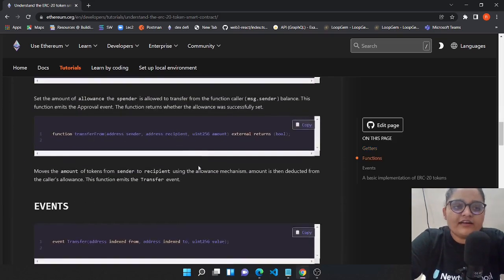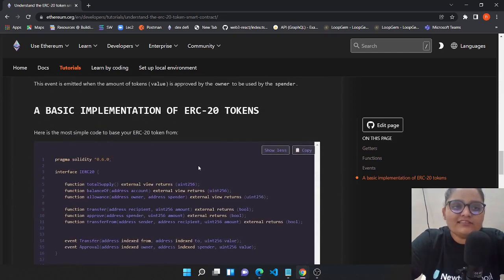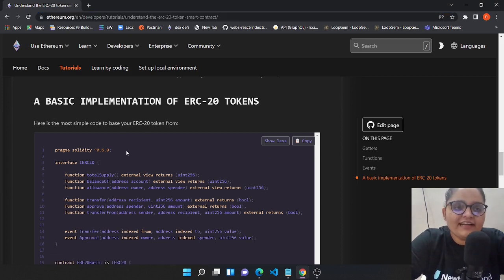So to create your own token, this is a basic implementation. You can look at the ethereum.org website, and here they have the ERC20 interface, and then they have implemented the basics of an ERC20 token.